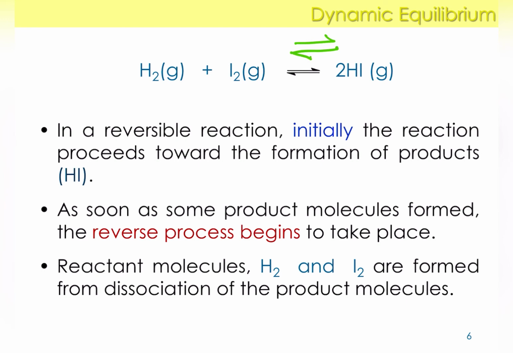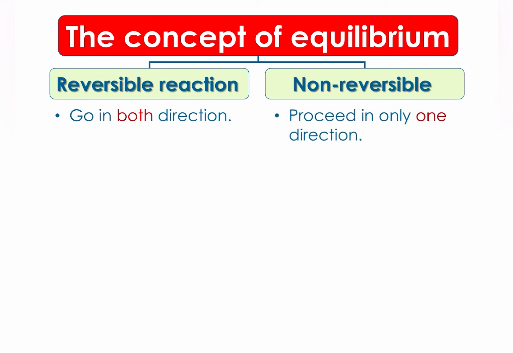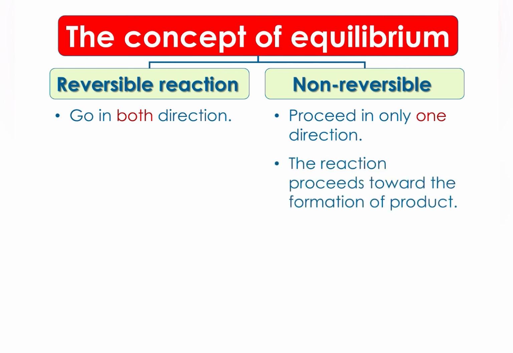So this is the concept of equilibrium that you have to know. There are two of them, reversible reaction and non-reversible reaction. For reversible reaction, it will go in both directions. And you have to know non-reversible is the opposite of that. It will proceed in one direction only. The next one, for non-reversible reaction, the reaction only proceeds toward forming the final product, and one of the reactants will be completely consumed, and this is where you have to know that the reaction will stop at a certain point.